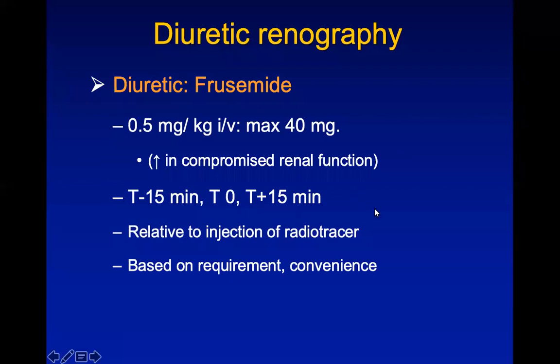The idea here is to conduct the study under peak diuresis conditions. At 15 minutes, the furosemide is at its peak action. So in effect, you're pulling the flush on the kidneys. The tracer is now coming in with the entire bolus. The kidney is at its maximum diuresis stress. So this usually is adequate to clear up any doubts as to whether there is an equivocal drainage or not.